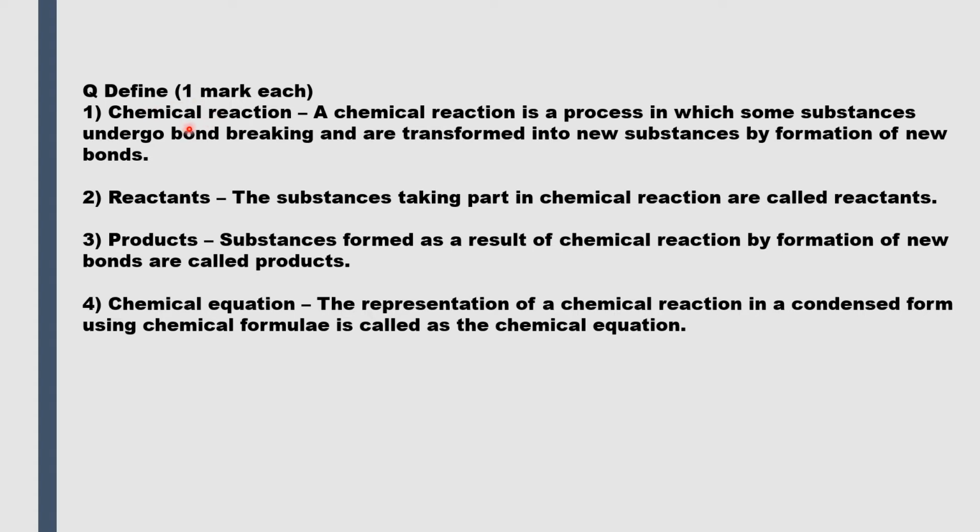We'll begin with the definition part. You know that definitions carry 1 mark. So these are the definitions which are given at the beginning of the chapter. Definition of chemical reaction: a chemical reaction is a process in which some substances undergo bond breaking and are transformed into new substances by formation of new bonds. What are reactants? Substances taking part in chemical reaction are called reactants. What are products? Substances formed as a result of chemical reaction by the formation of new bonds are called products.